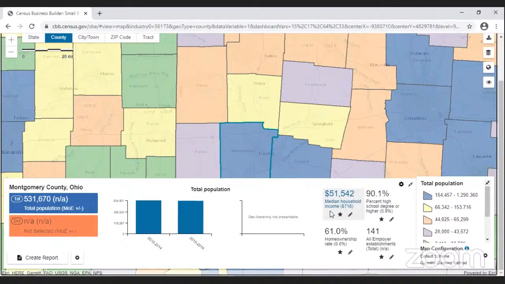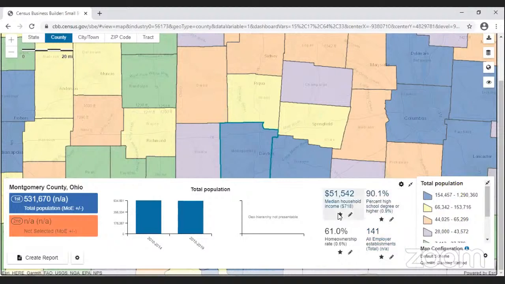And here's median household income for Montgomery County, 51,542. And then you see high school graduate, high school degree or higher, 90.1. And then home ownership, 61. And then there's 141 landscaping businesses in Montgomery County. So this is ACS data, and this 141 is county business patterns.